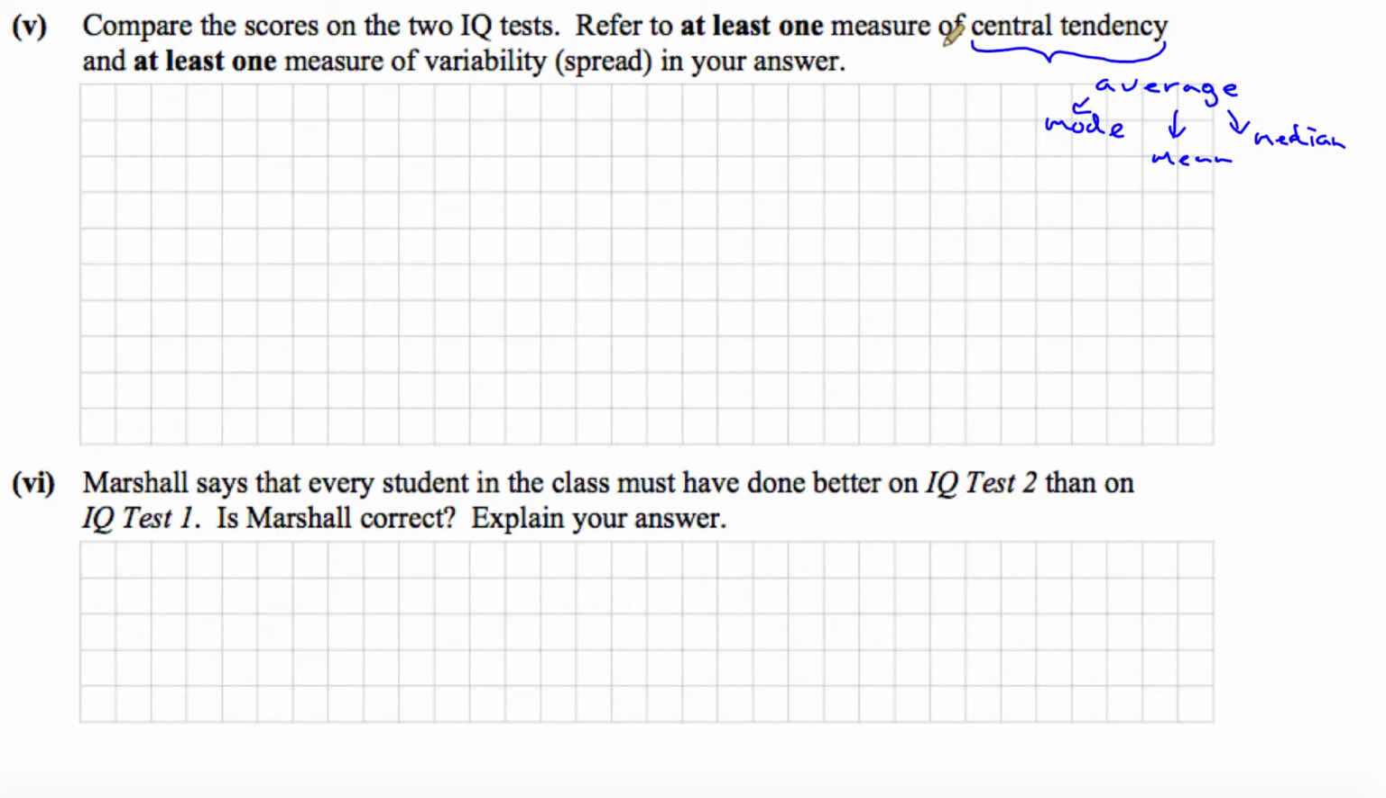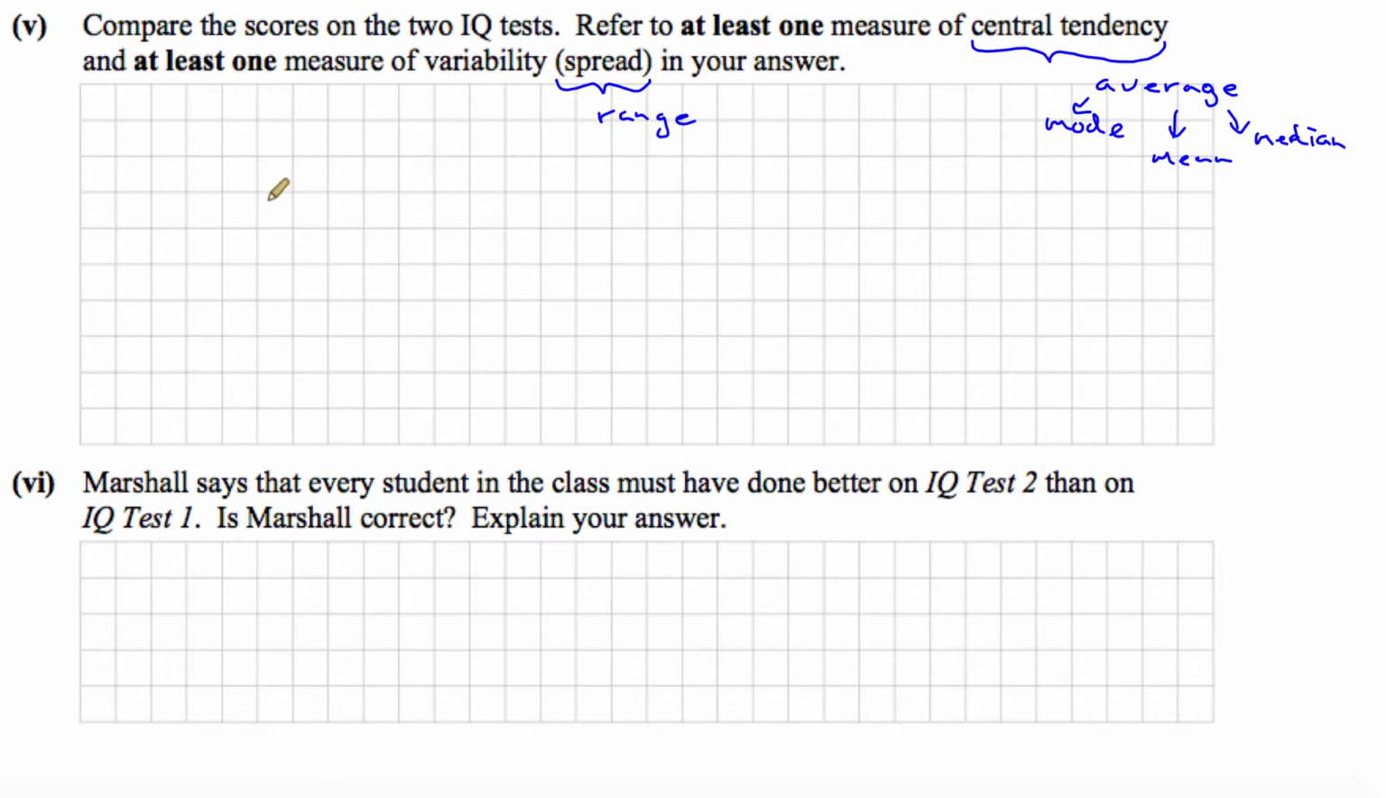So that's referring to at least one of them, mean or median, and at least one measure of variability or spread. So the measure of spread that we look at is the range. So we're going to compare the ranges and compare the median or the mean. Okay. Right.